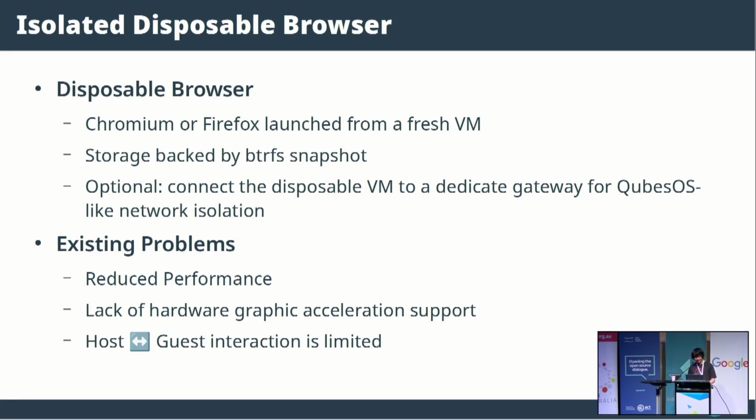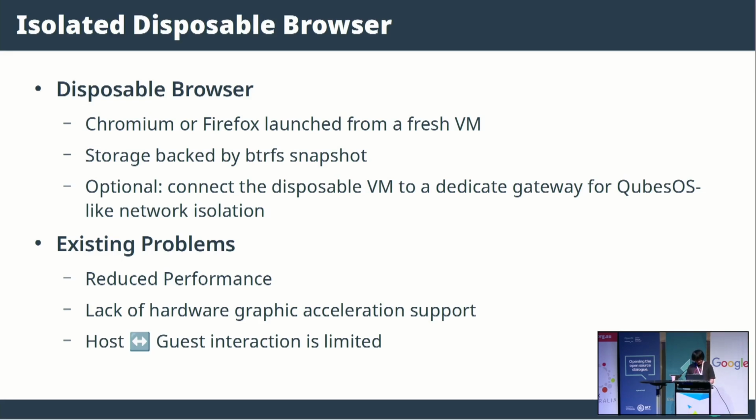So for my disposable browser, I have Chromium or Firefox that can be launched in this container, and the storage side is backed by a Btrfs file system snapshot. So each time you launch the VM, it's done with a fresh snapshot. So no information will be stored there unless you explicitly choose to. Optionally, you can connect this disposable browser to a disposable router, which routes all your traffic through some kind of exit node to prevent traffic leaks.